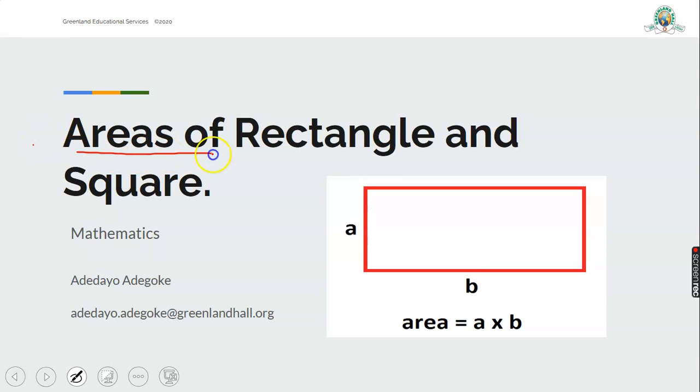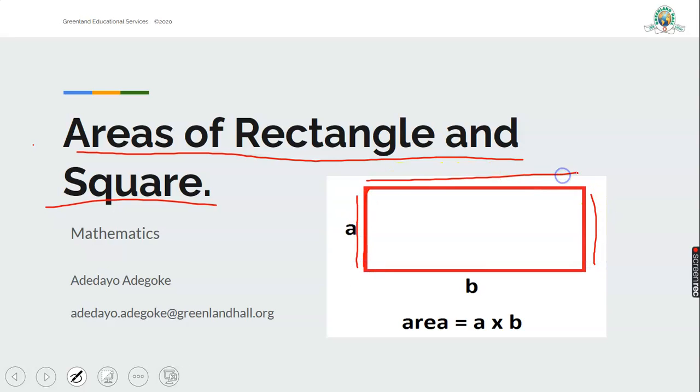If you look at the screen, you are going to see the picture of a shape, and this shape is referred to as a rectangle. It's a rectangle because we have two short sides that are the same and then two long sides that are the same. This line is equal to this line, while this line is equal to this line. That's what a rectangle is. So today we are going to be looking at the areas of rectangles and squares.